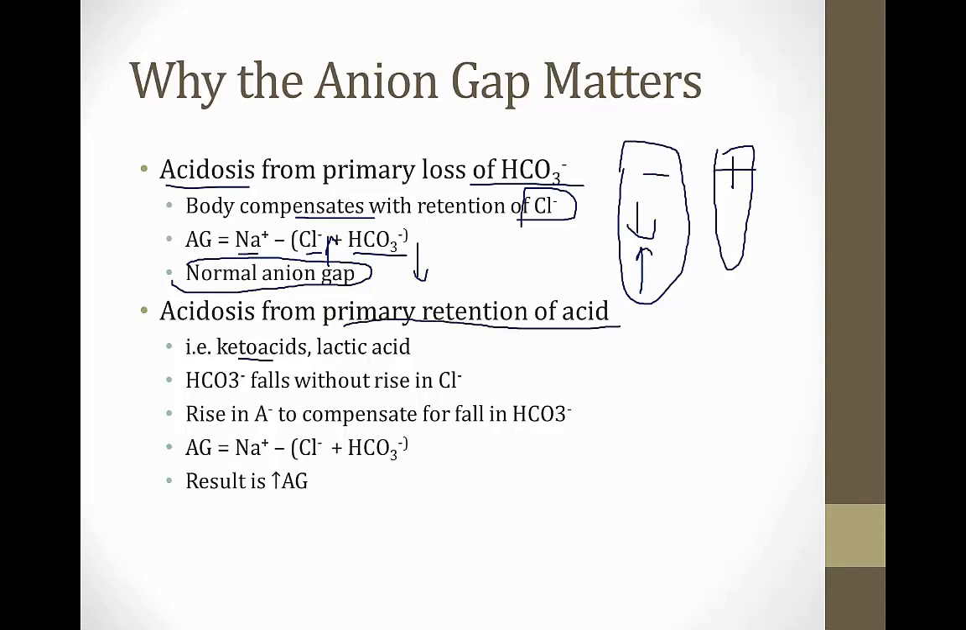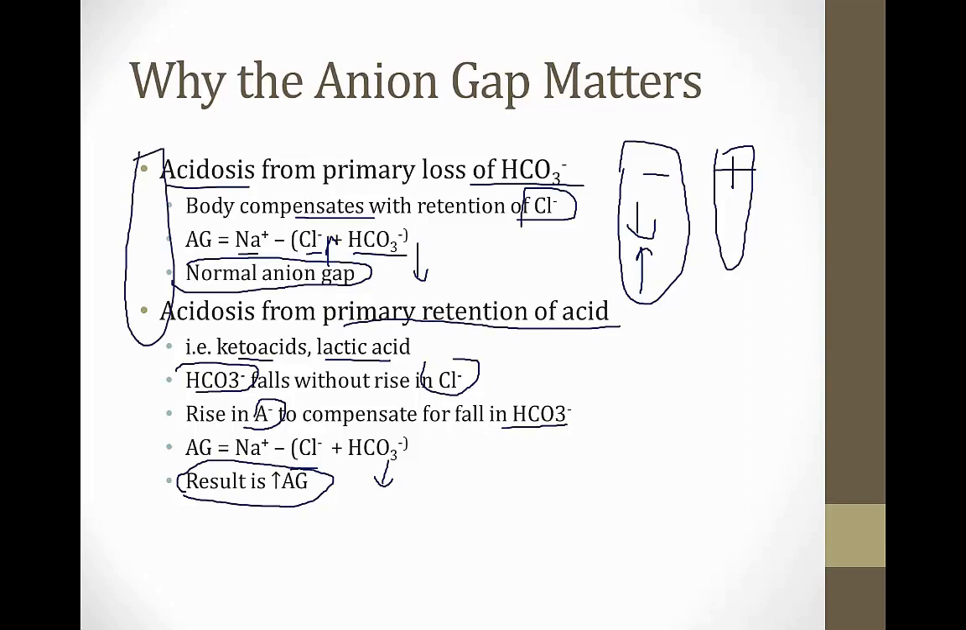example keto acids or lactic acid, the bicarb will fall without a rise in chloride. Instead of chloride, you'll get a rise in some other anion related to the acid to compensate for the fall in bicarb. So since the anion gap is sodium minus chloride plus bicarb, in these acid-base problems, the bicarb falls, but the chloride does not rise. Therefore, you get an increase in the anion gap. So the anion gap splits metabolic acidosis cases into two distinct groups with these different etiologies.